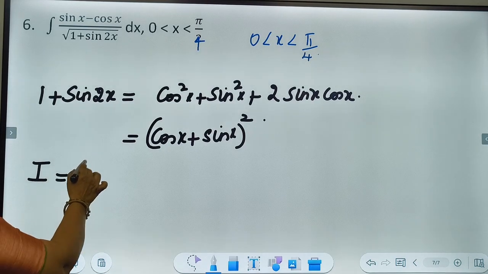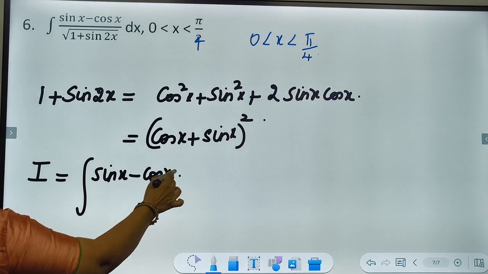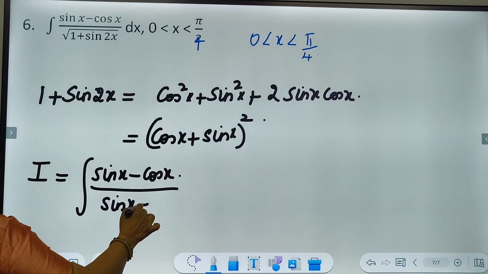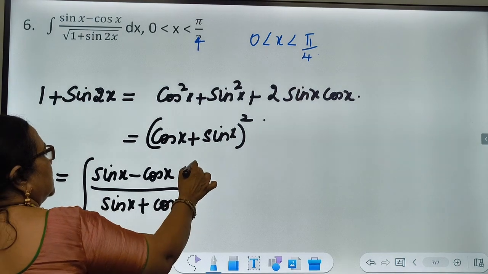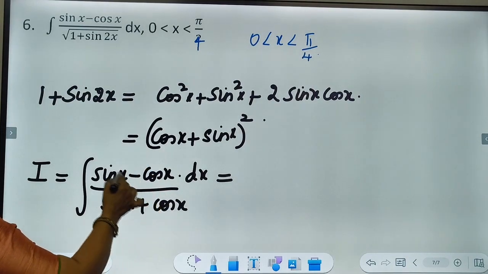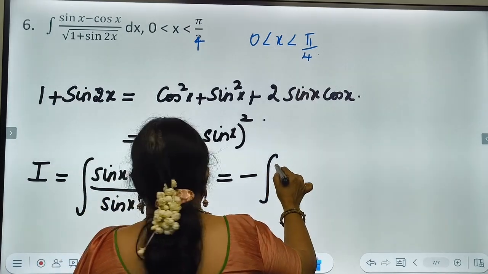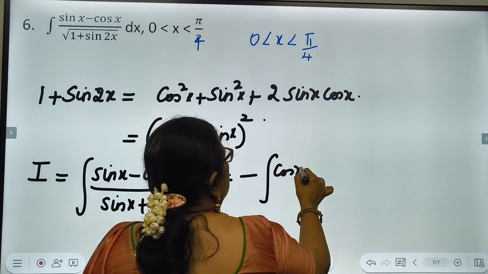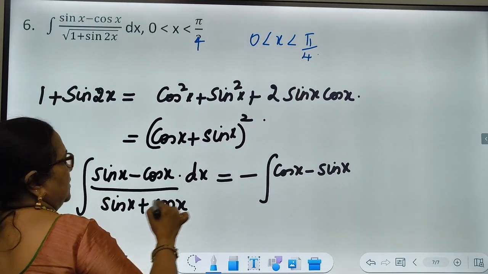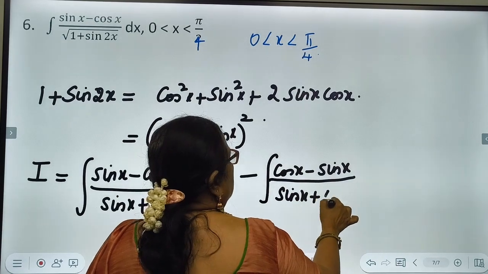So I will be integral of sin x minus cos x by cos x plus sin x, which is the same. If I take the root, it becomes sin x plus cos x. Derivative of sin x is cos x. Cos x derivative is minus sin x. So I can write it as minus of, okay, what will I have? Cos x minus sin x. Minus sin x into minus will give you plus sin x. Divided by sin x plus cos x.